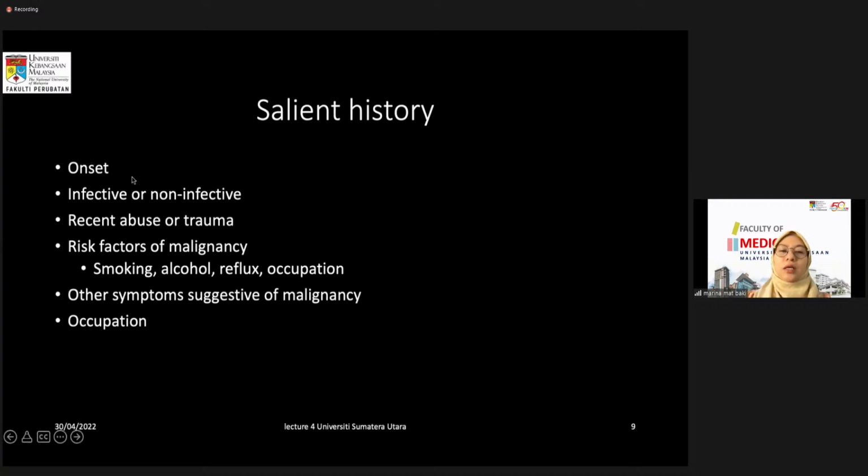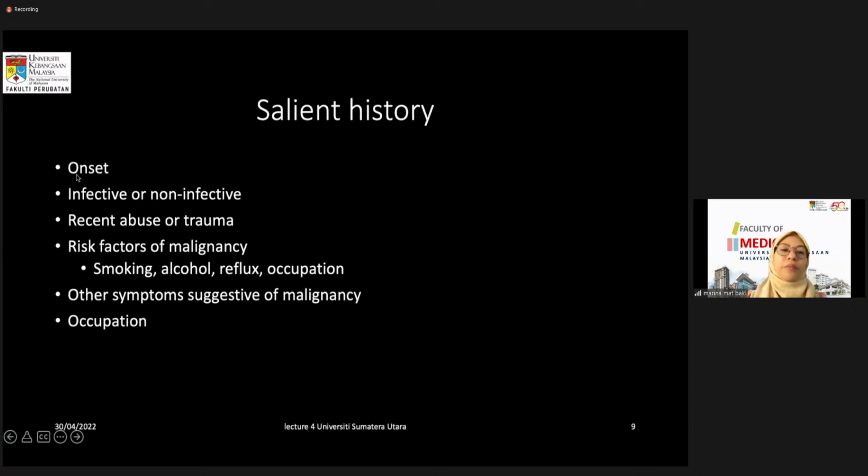The duration and the onset of hoarseness. Acute onset of hoarseness has a different list of differential diagnoses compared to chronic hoarseness. And you would want to know whether the patient has any infective symptoms, like upper respiratory tract infection symptoms, like rhinorrhea, sore throat, cough, fever. If it is acute onset and there are signs or symptoms of infection, you may think of acute laryngitis.